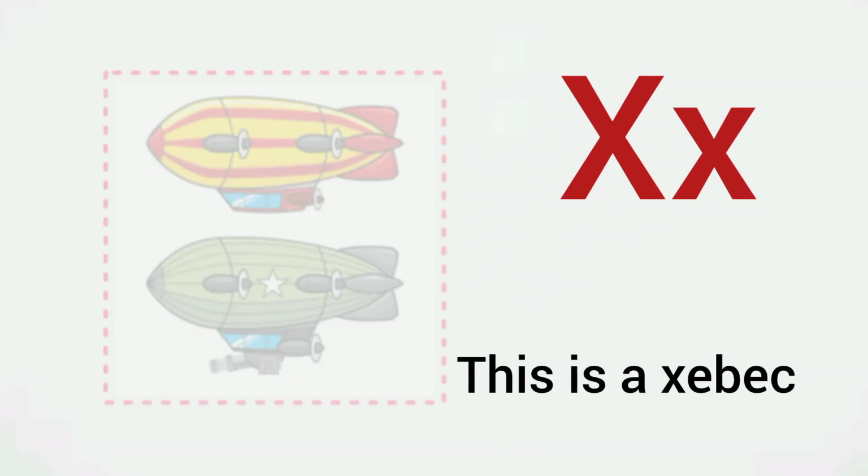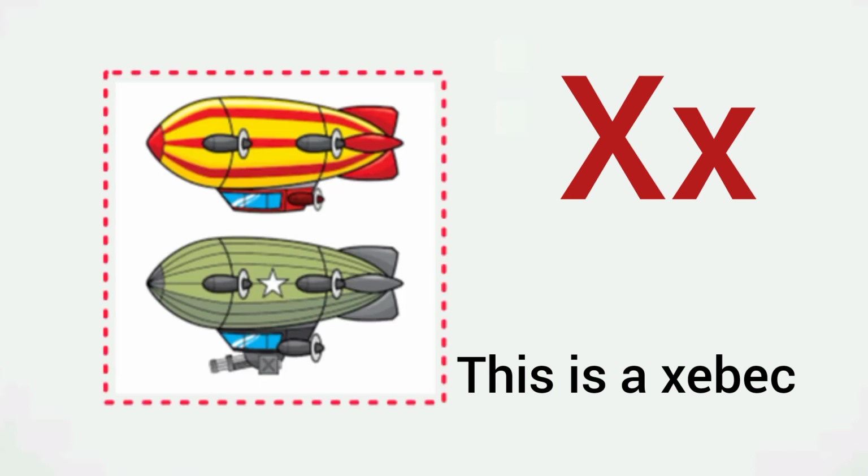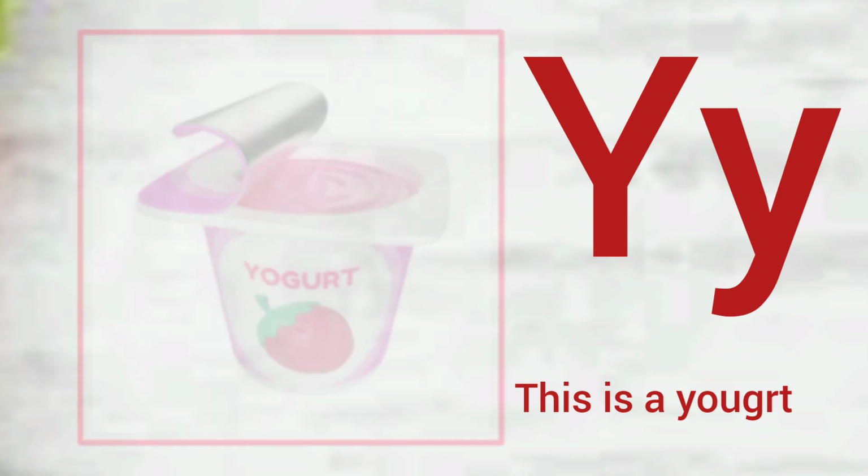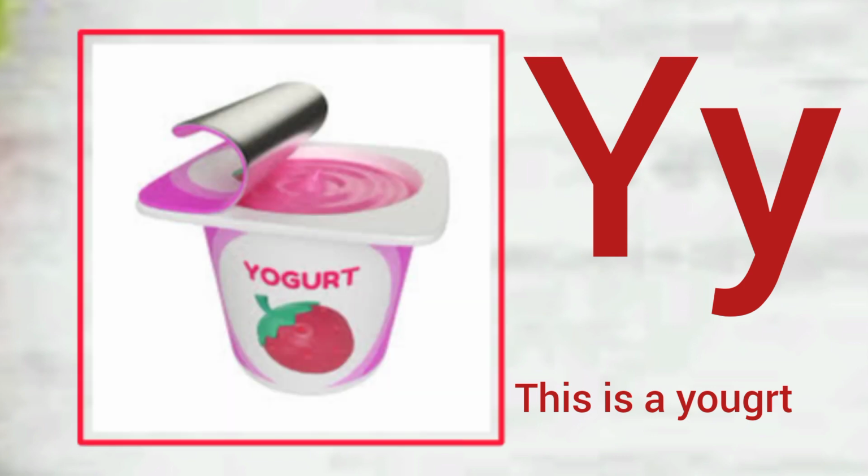Next, X. X is for zebak. This is a zebak. Y. Y is for yogurt. This is a yogurt.